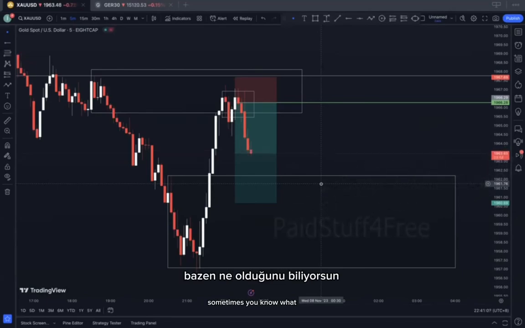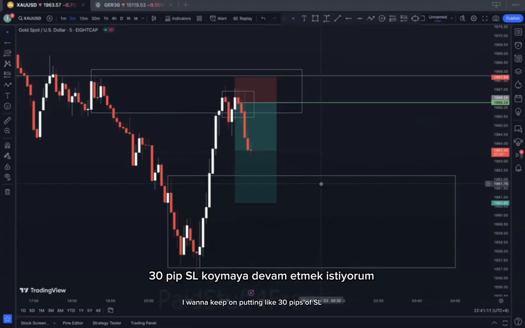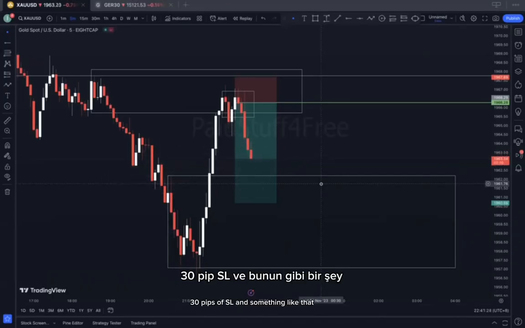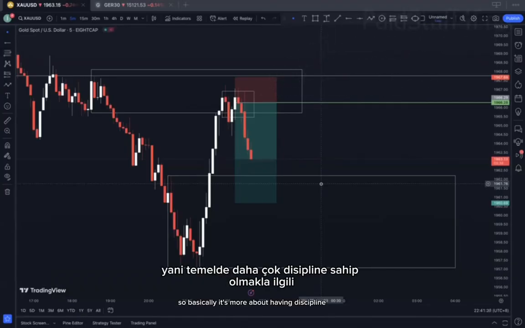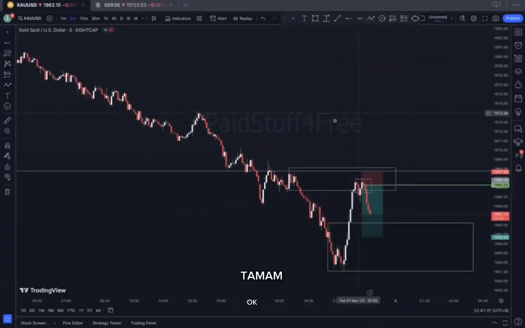Sometimes you know what? Most of the people say, I want to keep on putting 30 pips of SL, 25 pips of SL, and they stick to it, even though their zone is just about 5-10 pips, and they still put 30 pips of SL. You get it? Exactly. So basically, it's more about having discipline.